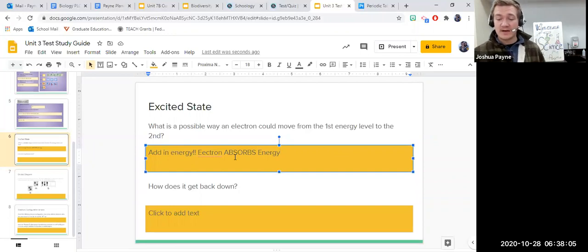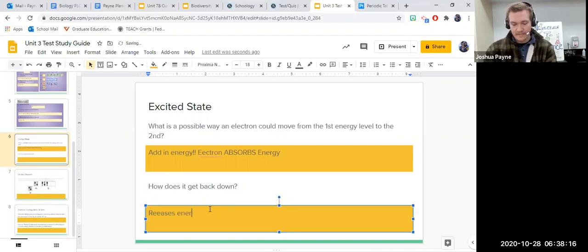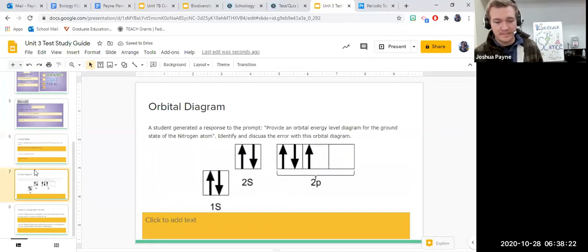But how does it get back down? Of course, once it gets that energy, what does it have to do? It has to release it, right? It has to get that energy out of it, and then it falls back down. So, it releases energy.